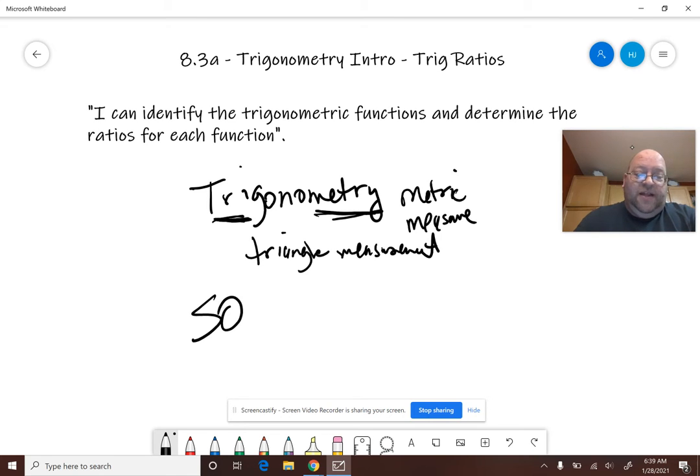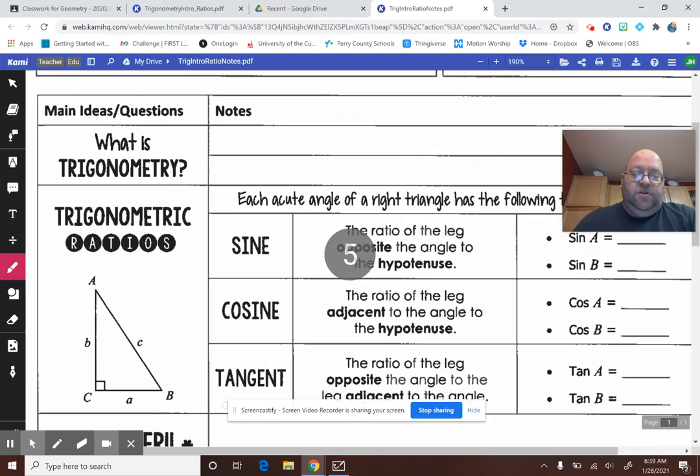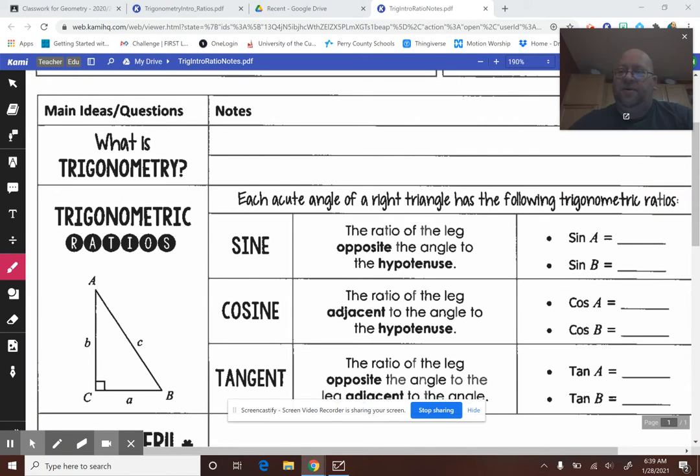Well, I'm going to go ahead and write that out. Sokotoa. Okay, and this is a mnemonic that helps us to remember all of the trig ratios. So I'm going to skip over to another screen and a little notes page, and we're going to try to fill this guy out. Let me move myself back up out of the way.